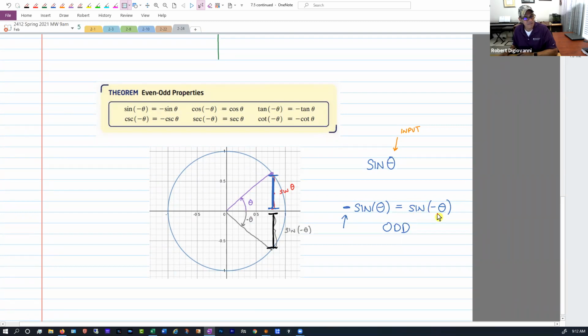Does that make sense? Are all of the ones in the theorem box negative? Pardon? Are all of the ones in the, which ones? The cosine and the secant are positive, correct? Yeah, so right now, all we have established is that the sine function is odd, okay? The sine function is an odd function. That's all we've established at this point.